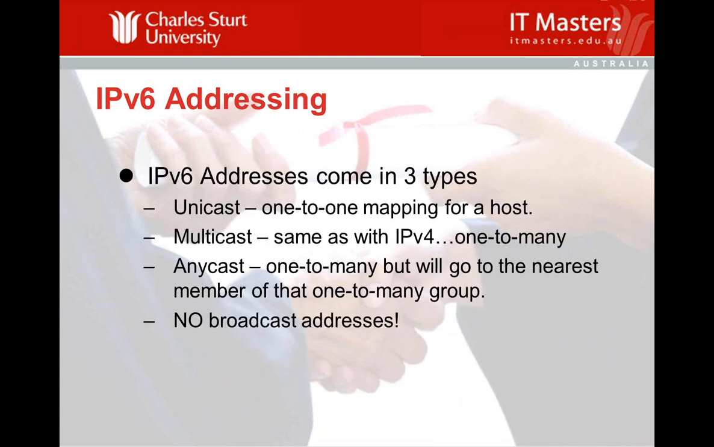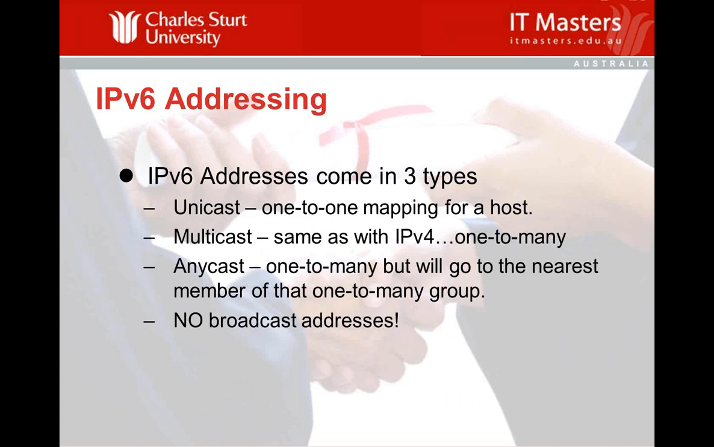So IPv6 addresses come in three types. Unicast, which is the same as IPv4 unicast, a one-to-one mapping. Multicast, same as in IPv4, so it's one-to-many, but you have to tune in and listen to it. And Anycast, which is one-to-many, but will go to the nearest member of that group.